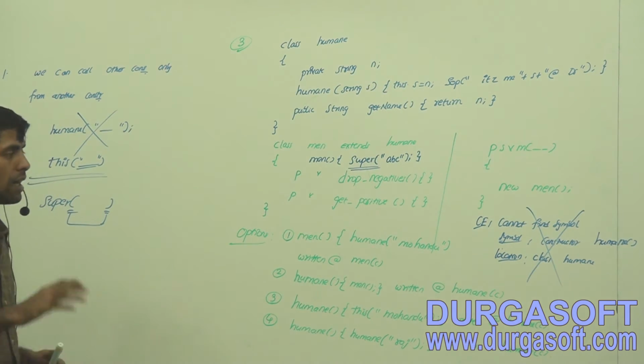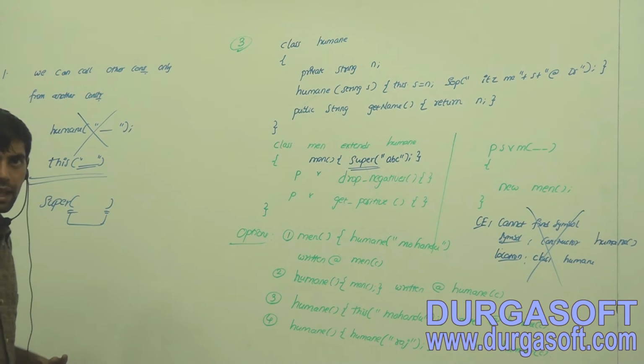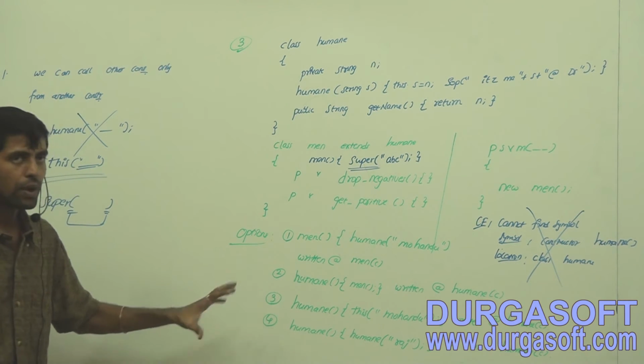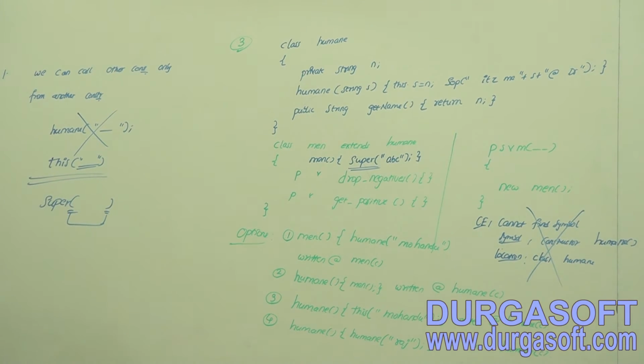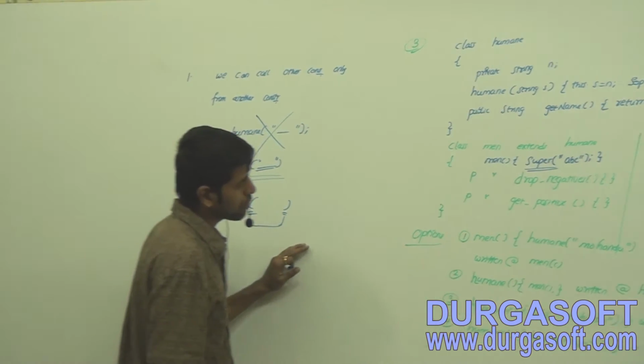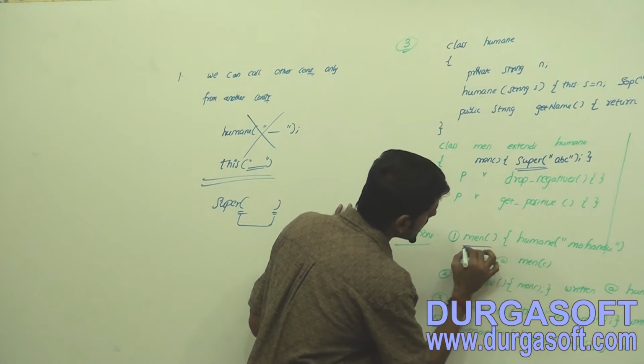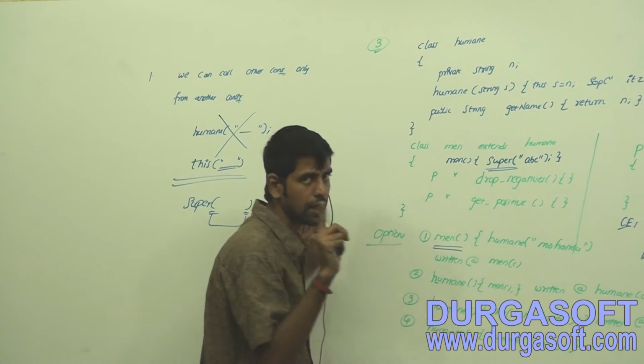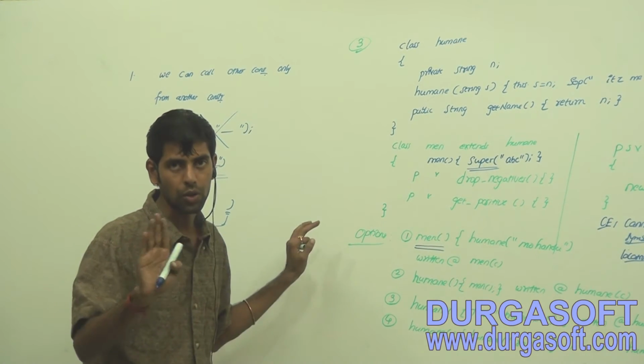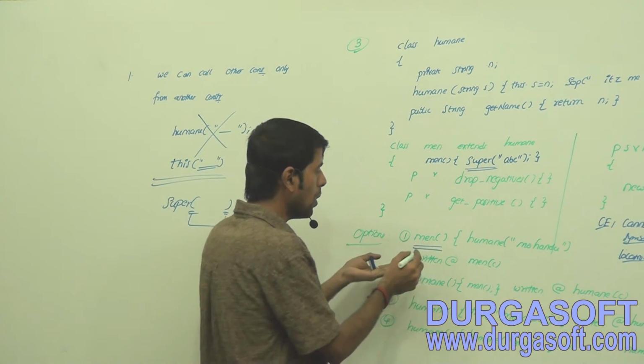Let us do the analysis by taking each and every option. Now try to observe here. What is this? Main constructor having no argument. Now if I do, what is this?